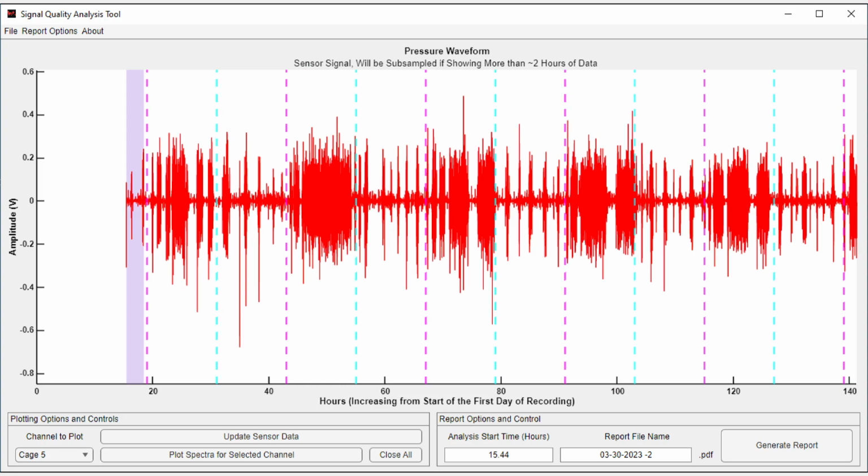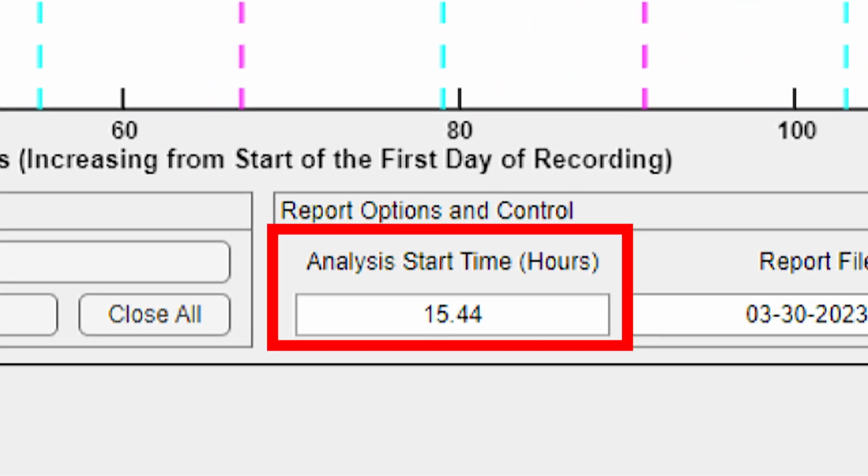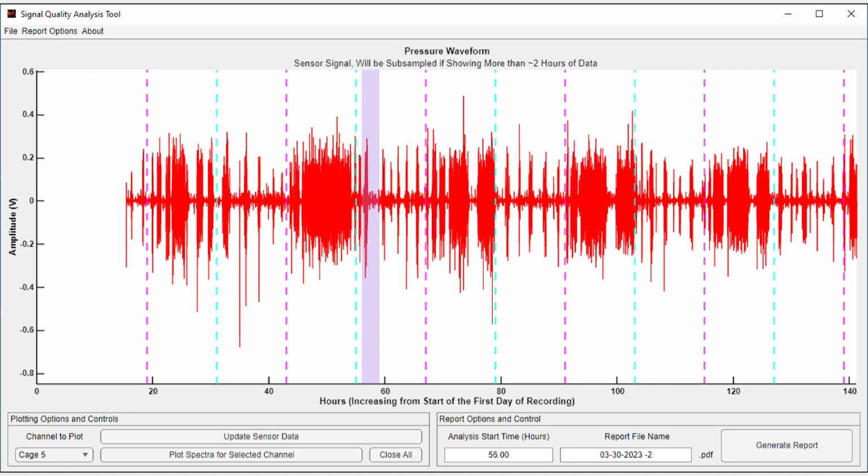The Signal Quality Analysis tool provides options for looking at 3-hour segments, where the starting hour of the selected segment can be entered here. Let's select hour 56 to observe the overall signal power, the time waveform, and the spectrogram. Graphics can be generated for single cages or exported to PDF files for all cages.